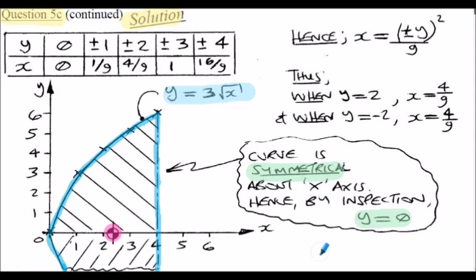I would encourage you to stop the presentation and just think through this slide for your own reference. Understand that for each value of x, there actually are two values of y, and that's why we have the symmetrical shape about the x-axis.